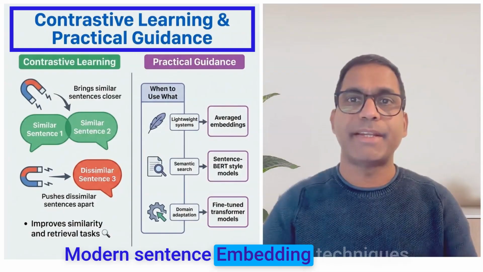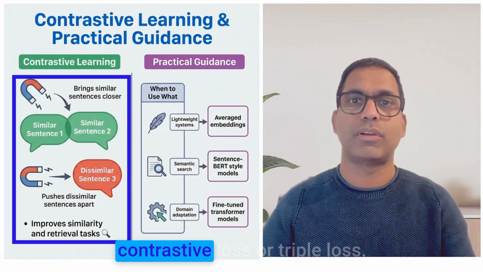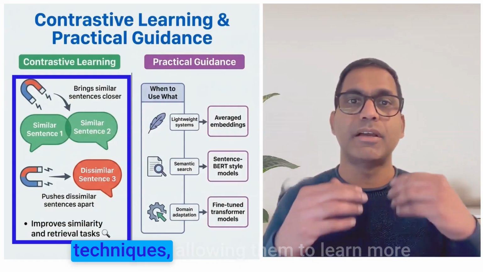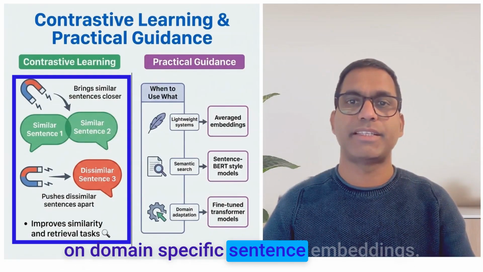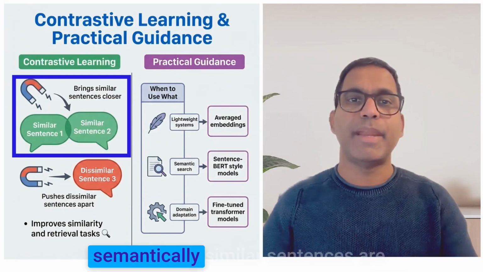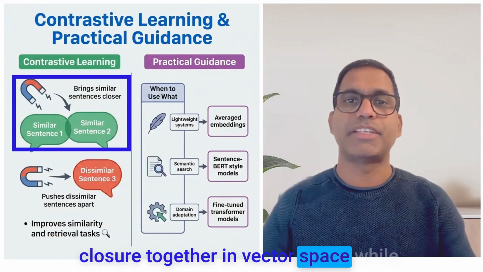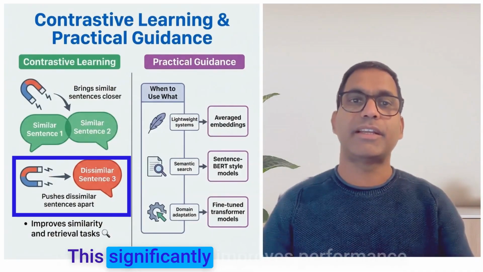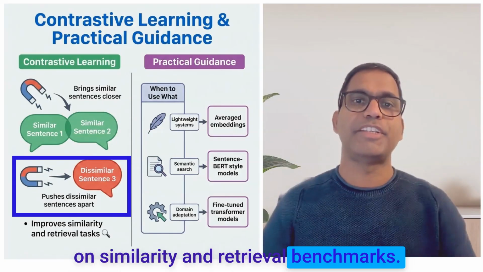Modern sentence embedding techniques often use contrastive learning, which uses contrastive loss or triplet loss, allowing them to learn more domain specific sentence embeddings. The idea is to train the model so that semantically similar sentences are closer together in vector space while dissimilar ones are pushed apart. This significantly improves performance on similarity and retrieval benchmarks.